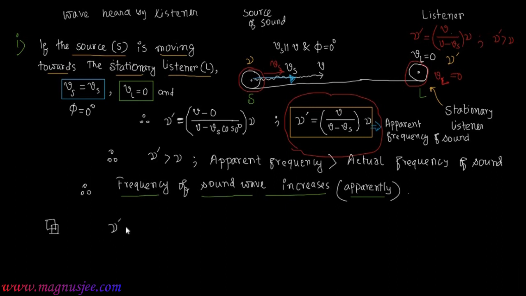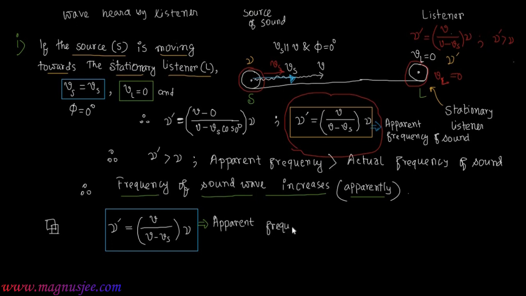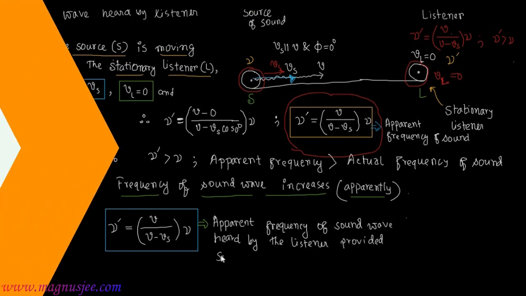Again, we can write down the formula of apparent frequency: nu prime is equal to V divided by V minus Vs into nu. That is the apparent frequency of the sound wave heard by the listener, provided the source S is moving towards the stationary listener.